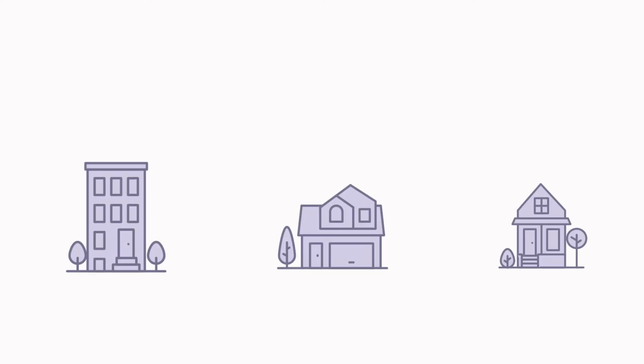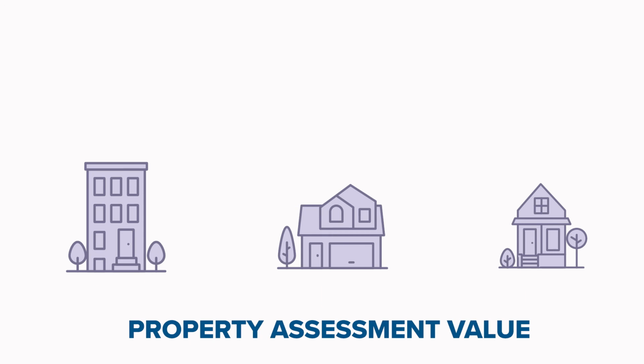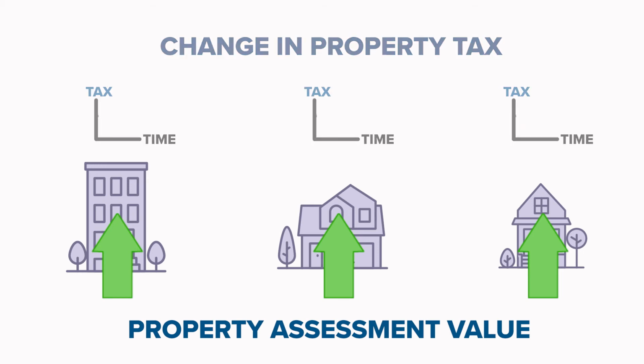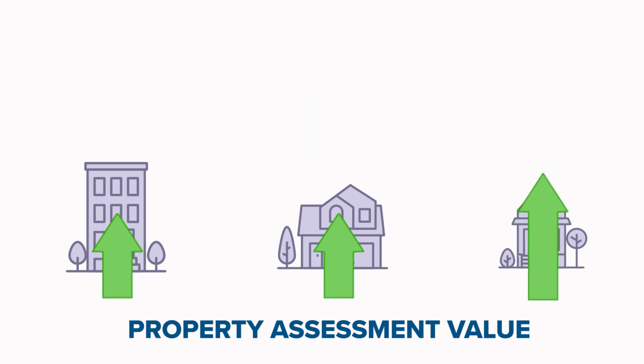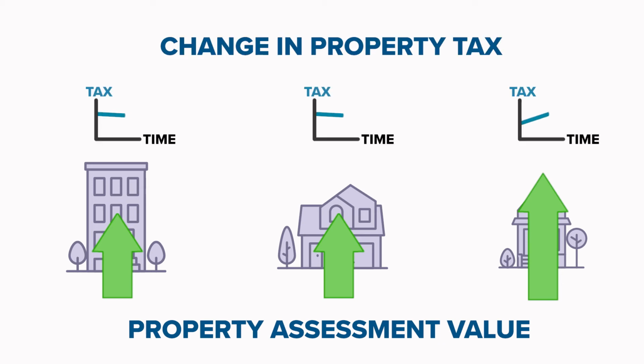So to summarize, if the assessed value of a property increases in line with the average change for the same type of property across the city, and funding requirements for the city stay the same, then property taxes should stay roughly the same year over year. If a property's assessed value has increased more than the average change for the same type of property, then you will likely see an increase in municipal taxes.